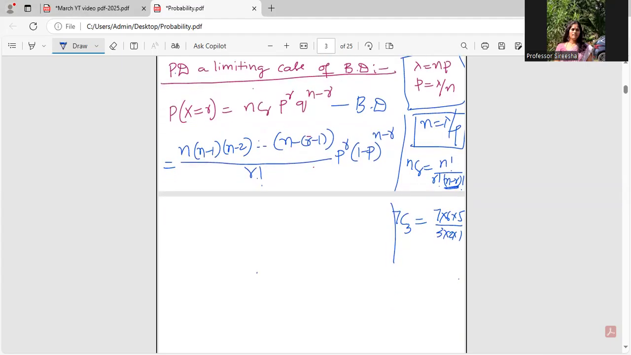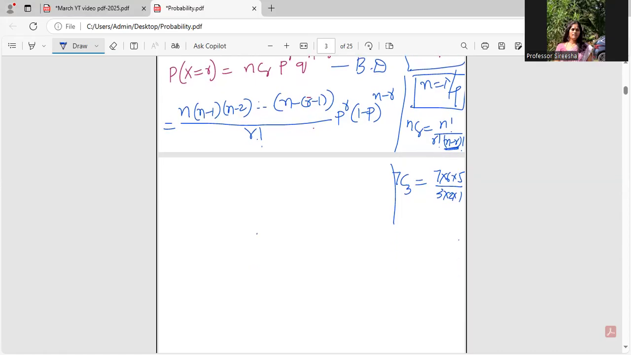Now, according to Poisson's, I said when n is very large and p is very small, the product n into p we take to be lambda, the averaging parameter or the Poisson parameter. So lambda is equal to np, so p is equal to lambda by n, or n is equal to lambda by p, and I use it in this formula because I have to show that it's a limiting case. Now I'll replace n is equal to lambda by p in the formula.